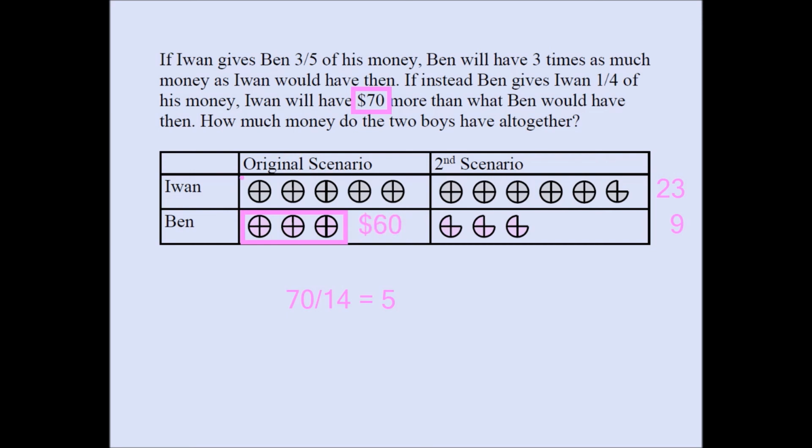and Ivan originally had 20 plus 20 is 40, 60, 80, 100. Ivan originally had $100. So the question says, how much money did the two boys have altogether? The answer has to be $160. So the answer is $160.